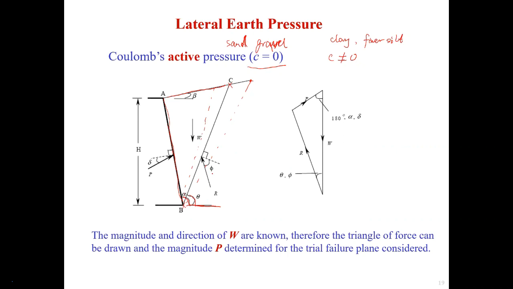Now, if we look at the forces, we have the weight of this triangle wedge. The weight we know is always pointing downward, so we know the direction of the weight. Through some way, we are able to calculate the weight of the soil wedge. Once we know the shape, we know the magnitude and direction of W in this free body diagram. And also the wall reaction P. This wall reaction P is at angle delta to the normal line and below it.